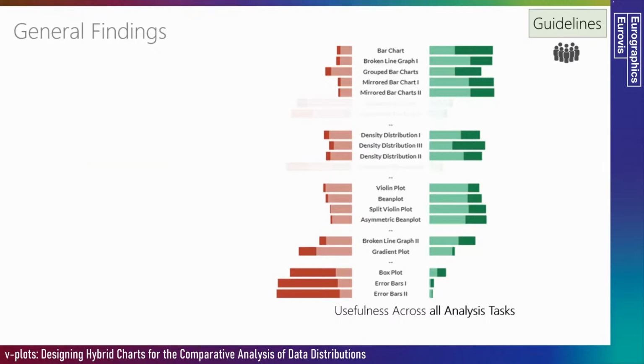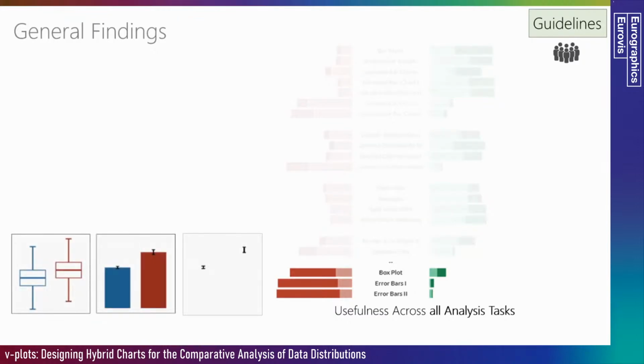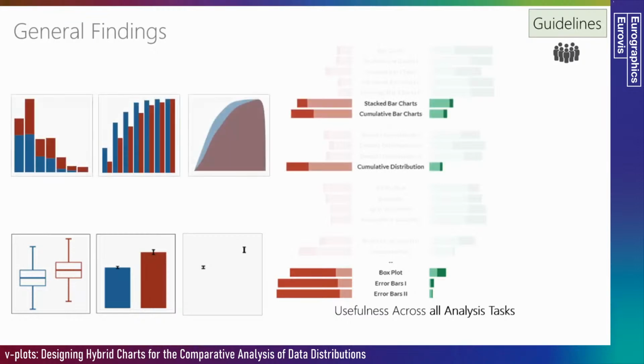Now, I want to highlight some interesting findings. Considering all analysis tasks, there is no chart useful for all of them. We can see that on the large red bins. Interestingly, box plots and error bar variations, charts that we see very often in publications, seem to be not useful for most analysis tasks. We can also see that stacked bar charts and cumulative distributions were reported as not useful for most tasks.